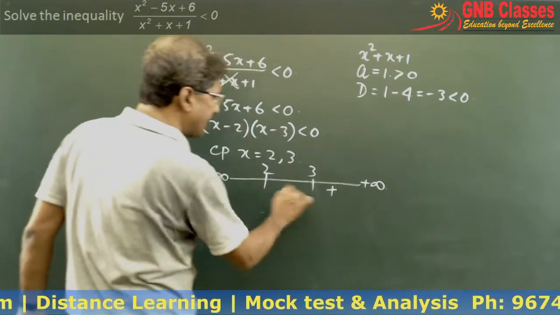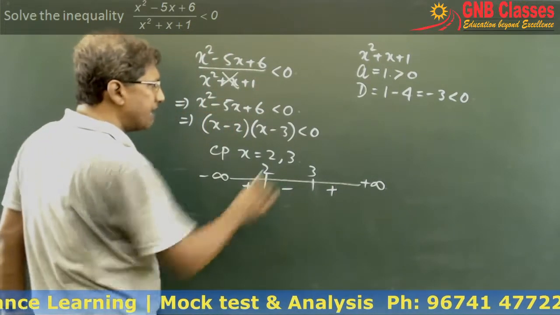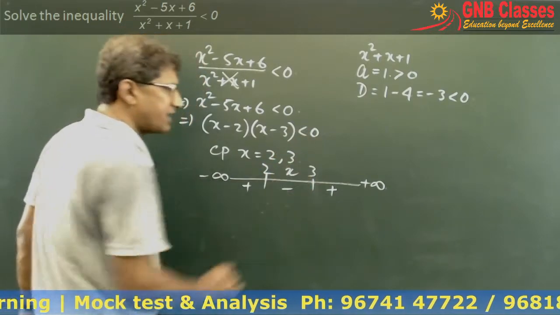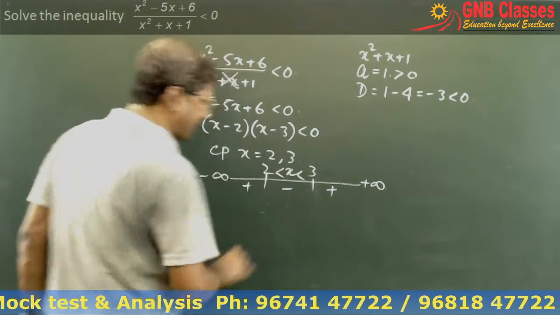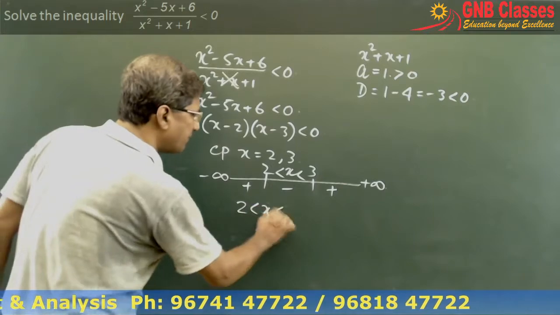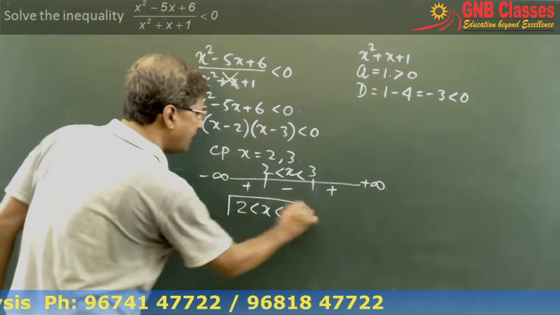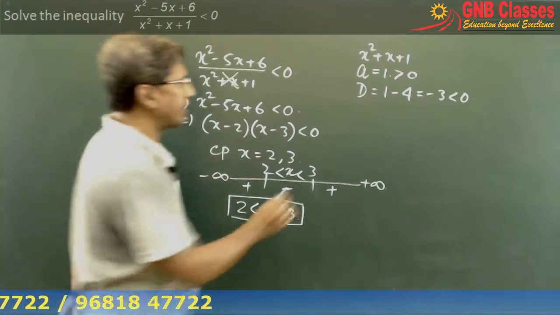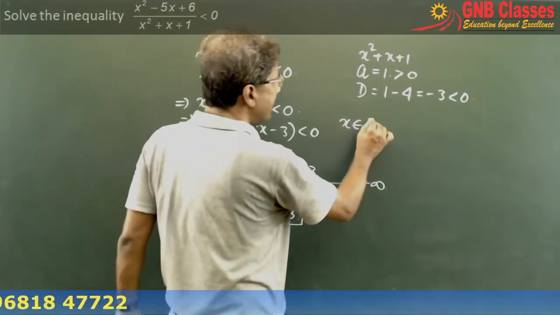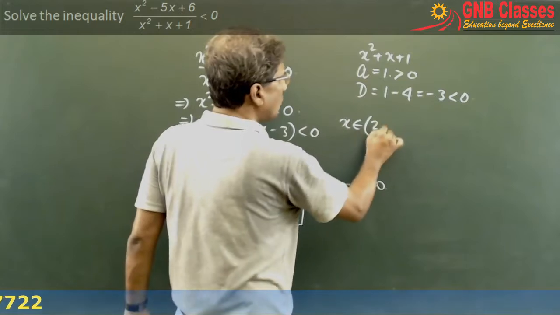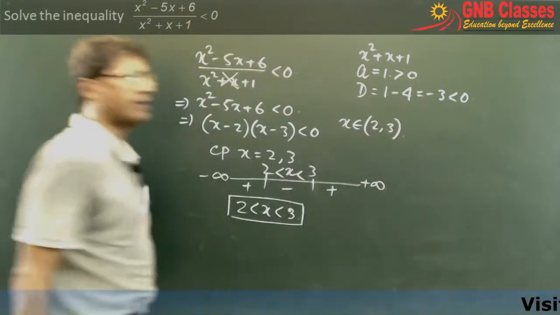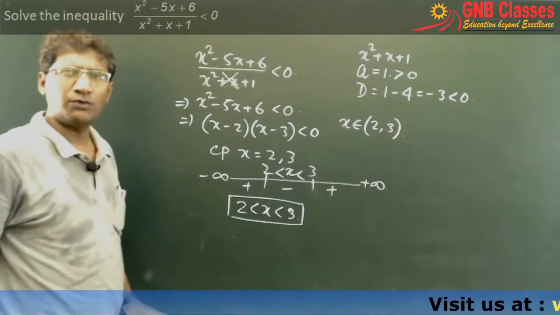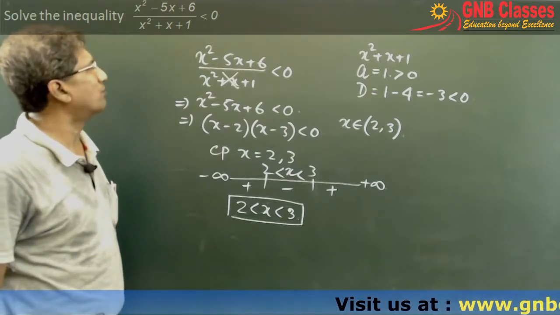So give a positive sign, then negative, then positive. Okay. Since it is less than, we have to choose the negative block and give this sign. So your answer will be x is lying between 2 and 3. X is lying between 2 and 3. Therefore, my final answer is x belongs to open 2, open 3. That's it. Is it clear to all of you? Okay. Now let us move to the next problem.